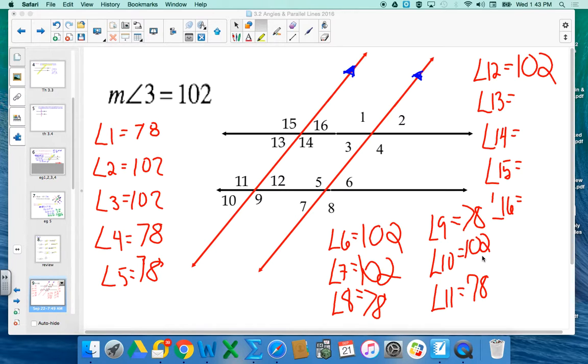All right, so on 10, 10 and 9 are linear pairs, so they have to add up to 180 and 9 was 78, so 10 is 102, correct. 9 and 11 are vertical, and so they're congruent, so they're 78. 12 and 10 are vertical, so they're 102. So who wants 13 through 16? Avery?